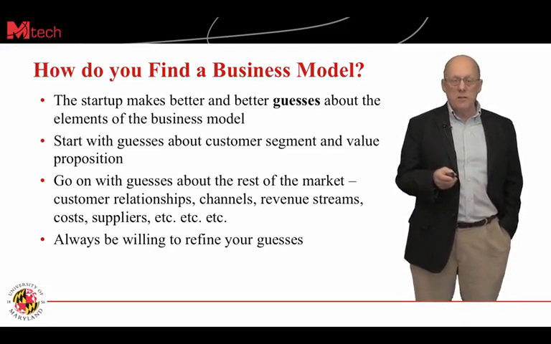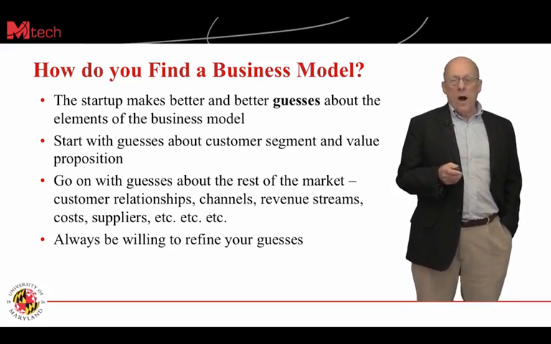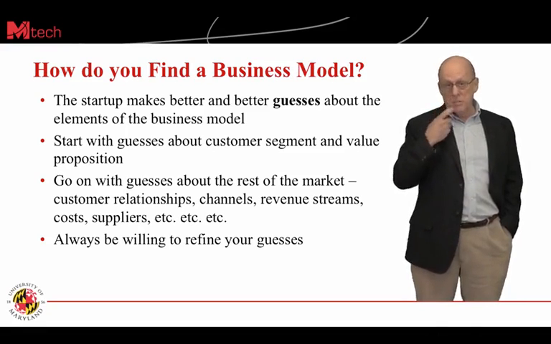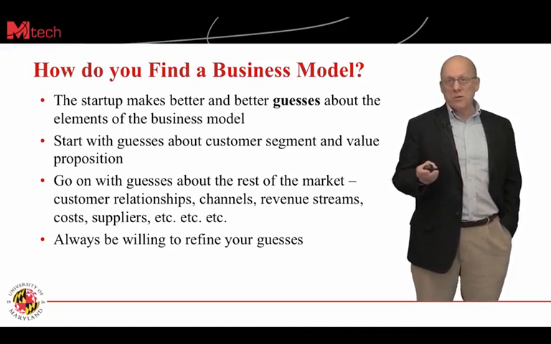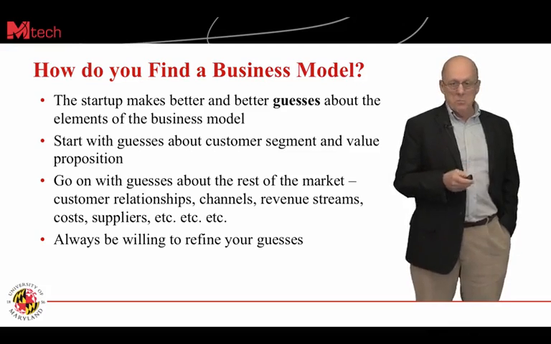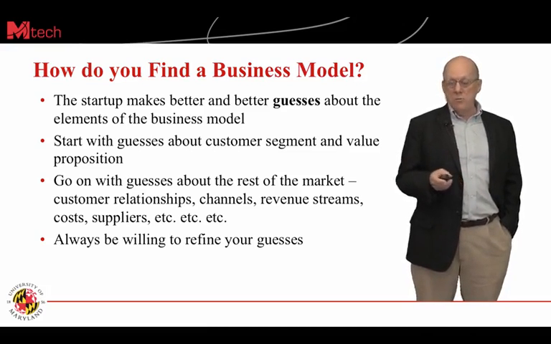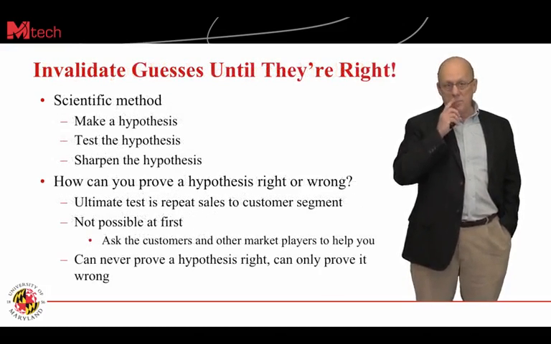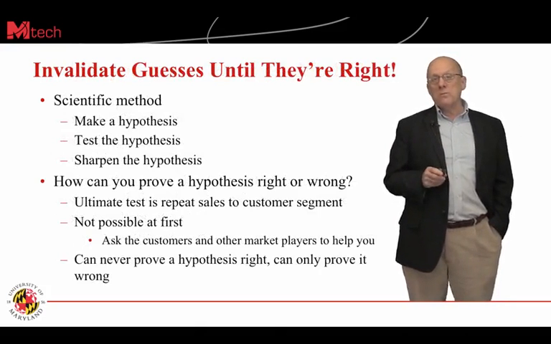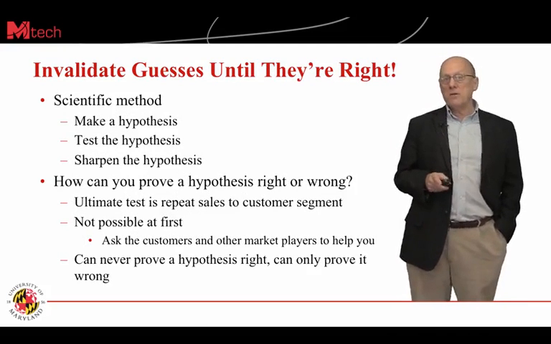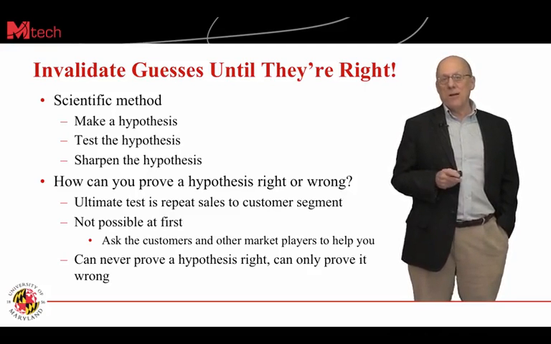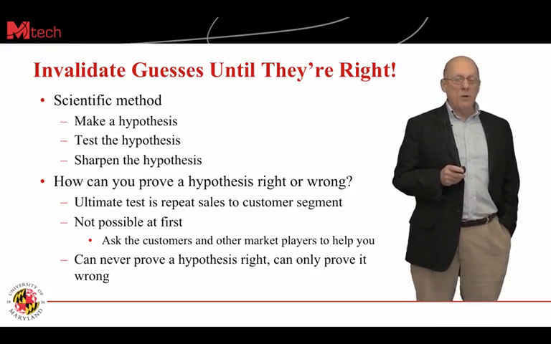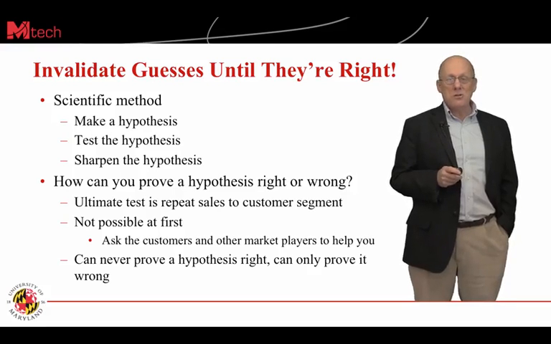There's nothing proving them. We're going to go on with guesses about everything in the business model canvas: the customer relationships, the channels, the revenue streams, the costs, the suppliers, everything that goes into the business model. We're just going to put down our guesses, and we're always going to be willing to refine them. And then we're going to prove some of our guesses wrong. We're going to invalidate our guesses until they're right. If you chip off all that's wrong in a guess, pretty soon you'll get to a guess that's right.